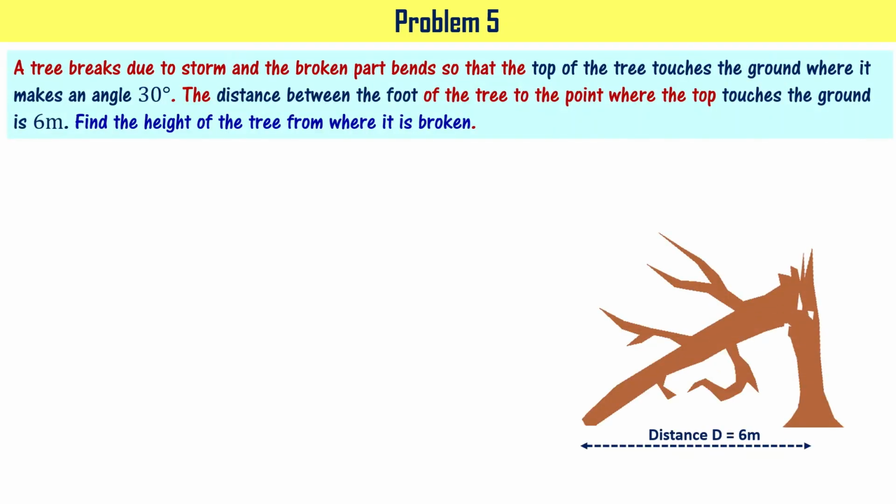The next problem is a tree breaks due to storm and the broken part bends so that the top of the tree touches the ground, where it makes an angle theta equal to 30 degrees. The distance between the foot of the tree to the point where the top touches the ground is 6 meters. Find the height of the tree from where it is broken.